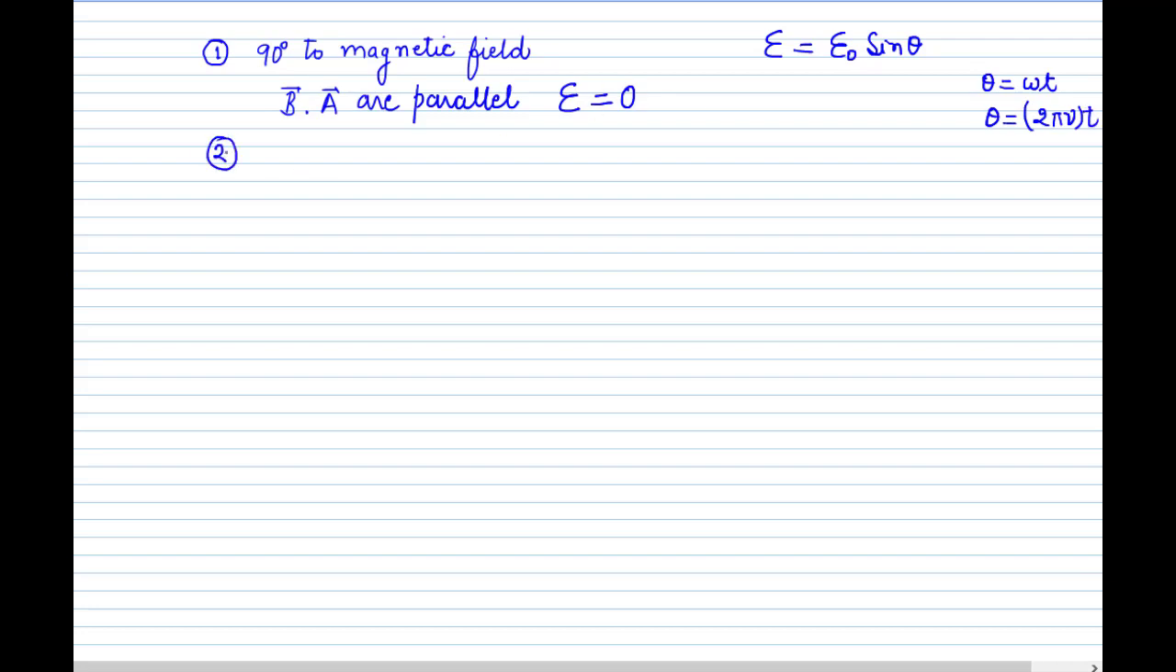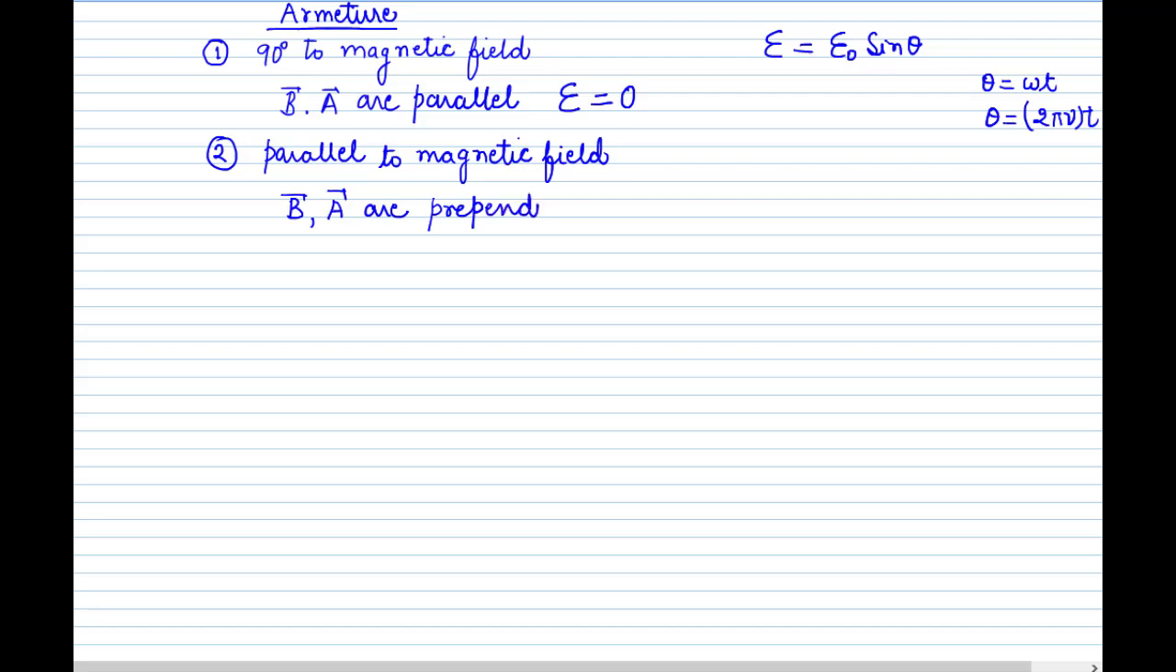When we rotate it by 90 degree, then our armature is parallel to magnetic field. And if our armature is parallel to magnetic field, that means our magnetic field and the area vector are perpendicular. If these are perpendicular, then E is equal to E naught, because theta is equal to 90 degree and sine 90 will give us 1. So E is equal to E naught.